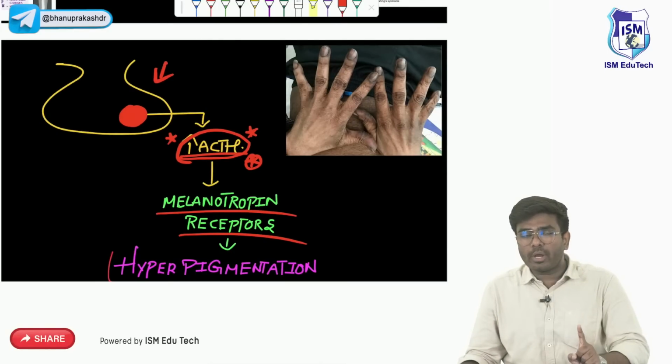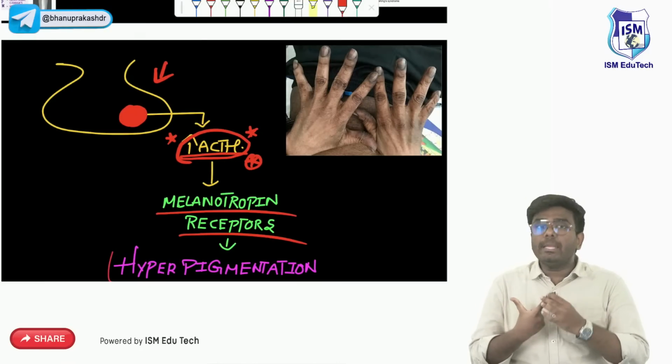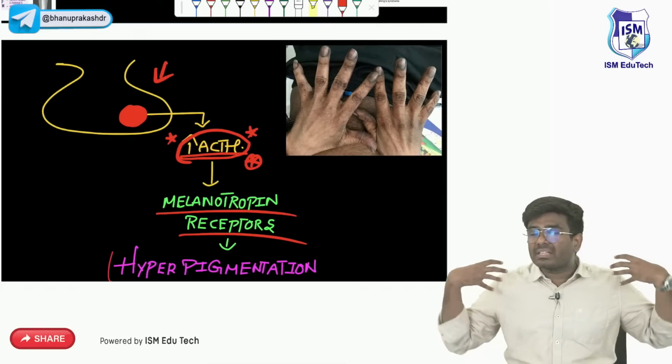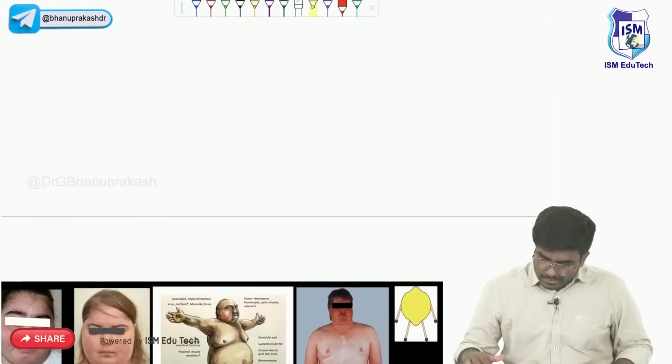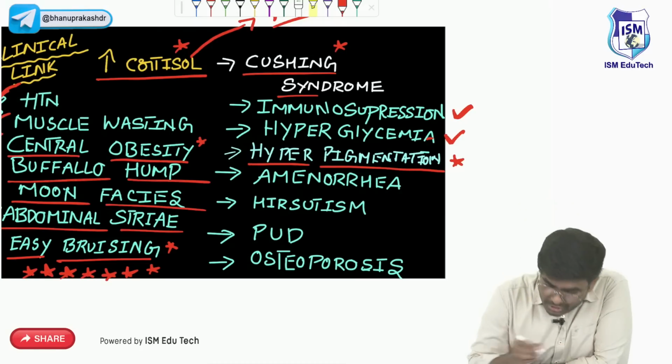So, a very, very important point regarding Cushing syndrome. Never ever forget easy bruisability, hyperpigmentation, round face, proximal myopathy, or the muscle wasting. The patient is going to have muscle wasting. Now, after this, what else can be seen in a patient who is having Cushing syndrome?